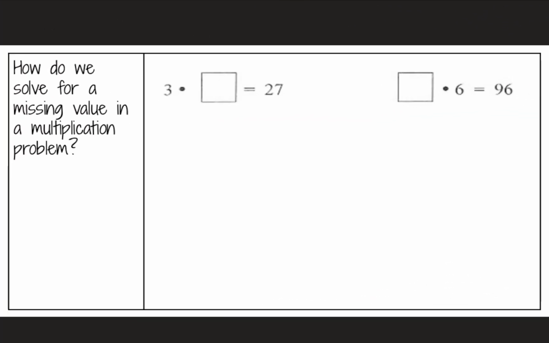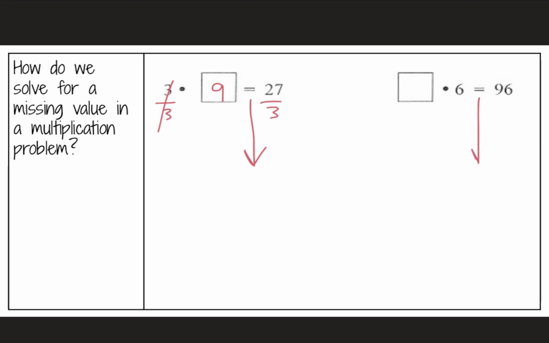How do you solve for a missing value in a multiplication problem? You might go, Miss Kluver, I have done this, even back in my elementary days. Just hang with me for a moment, okay? If you had the problem 3 times something equals 27, what would you do to solve for that something? You would divide by 3. You would use the inverse operation of multiplying by 3, right? So you divide by 3. 27 divided by 3 is 9. And you know 3 times 9 is 27.